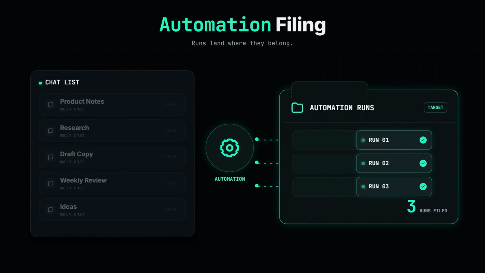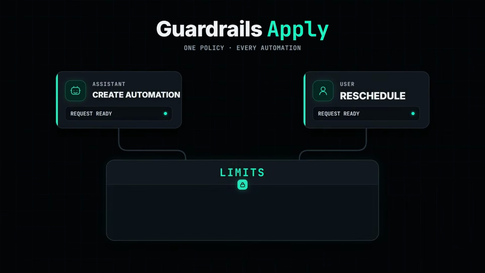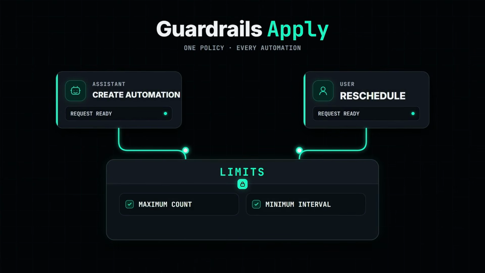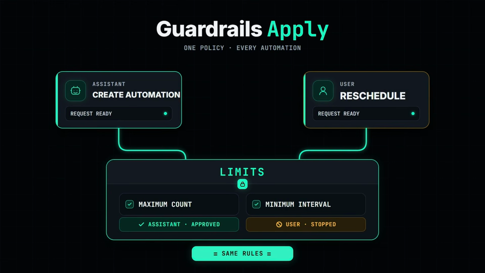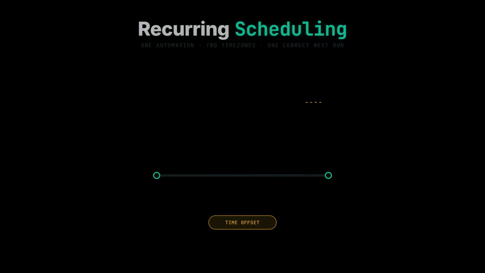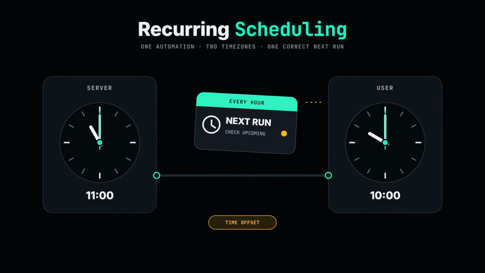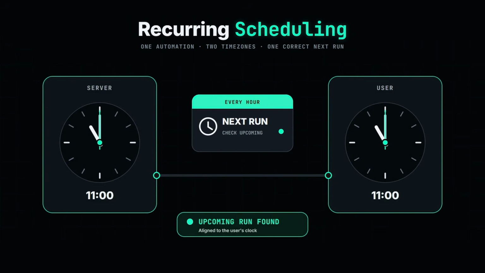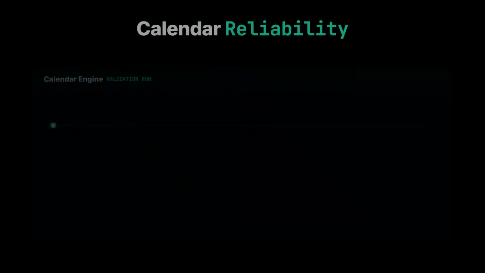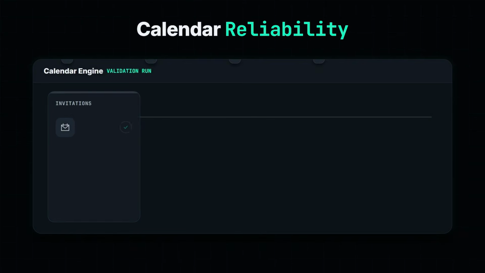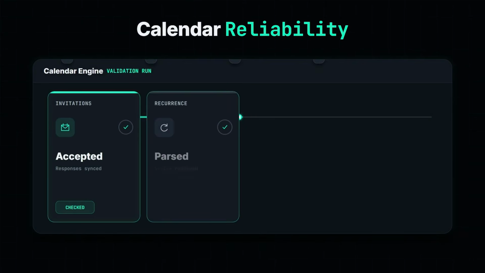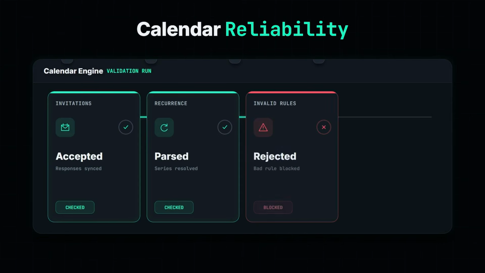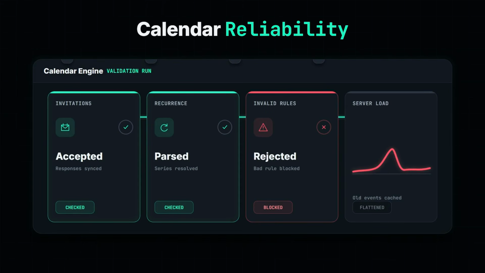Automations can target a folder, so each run lands there, instead of adding another loose conversation to the main chat list. Assistant-created or rescheduled automations must obey the same maximum count and minimum interval as automations configured directly by users. Recurring automations now align correctly to the clock and avoid false rejections when server time sits ahead of the user's time zone. Calendar fixes cover invitation responses, recurrence parsing, invalid rule rejection, and server stalls caused by repeatedly calculating old, frequent events.